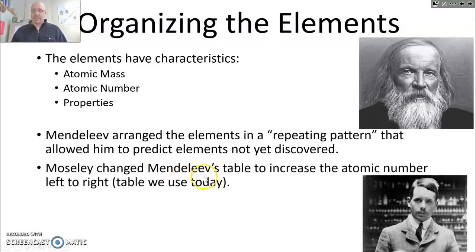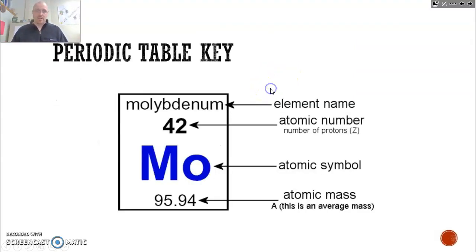Moseley was the one who basically made the largest edit ever to Mendeleev's table. Mendeleev is credited with creating the periodic table of elements. And mostly unknown is that Moseley changed it to increase the atomic number left to right. Mendeleev had it, if I remember right, in a vertical column. Moseley turned it on its side so we could read it from left to right, as we conventionally read everything else in the English language.